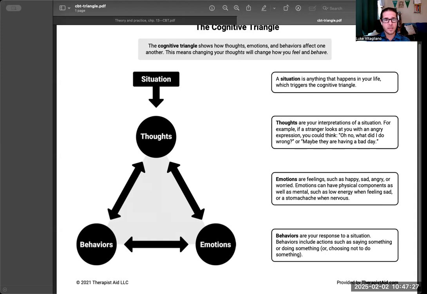And so when we look at cognitive behavioral therapy, part of our role is to work with clients to identify these maladaptive thought patterns that stem from an activating event or a situation.